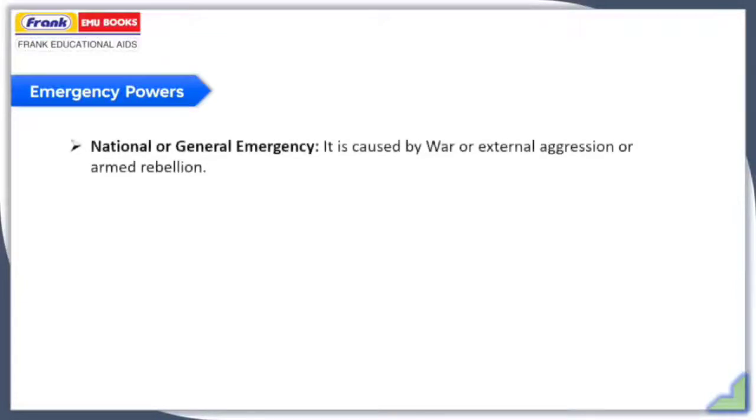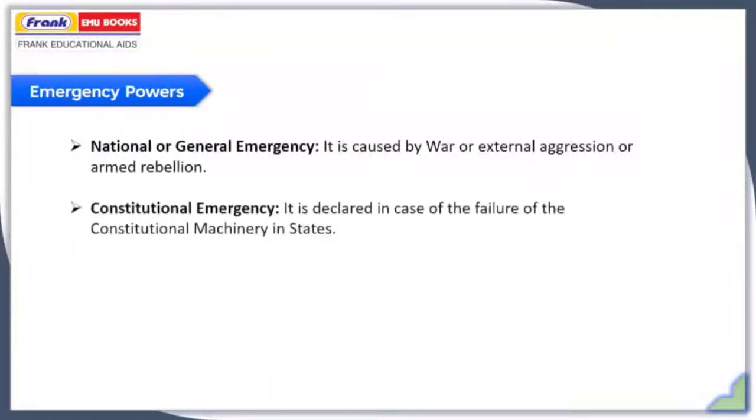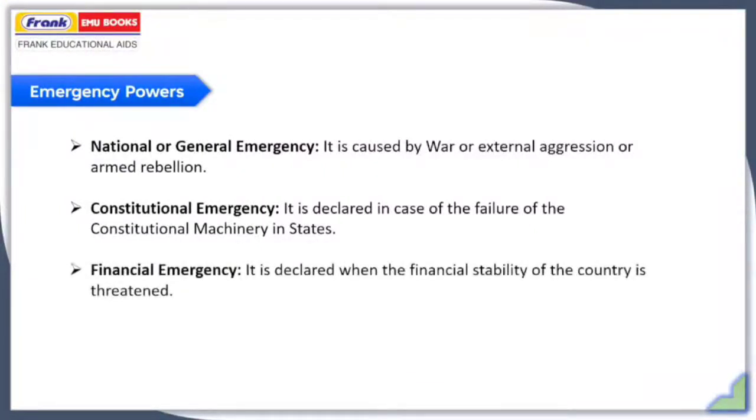Emergency powers. Look, there are 3 types of emergencies. National emergency or general emergency: it is caused by war, external aggression or armed rebellion. Second one is constitutional emergency, also known as President's rule: it is declared in the case of the failure of the constitutional machinery in a state. Third one is financial emergency: it is declared when the financial stability of the country is threatened. So in these situations, the President of India has the power to declare an emergency all over the country or in any respective state.